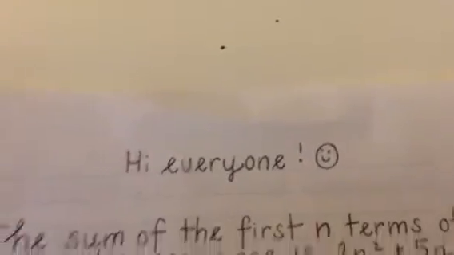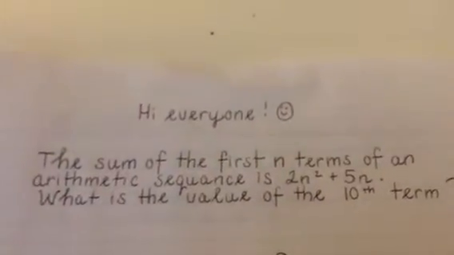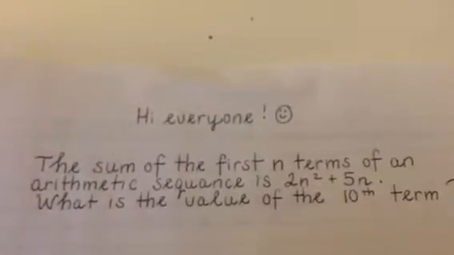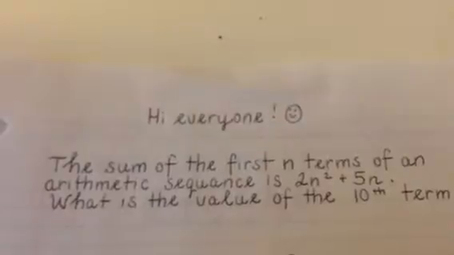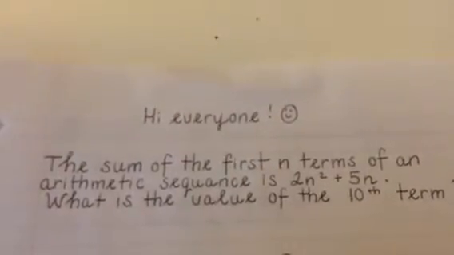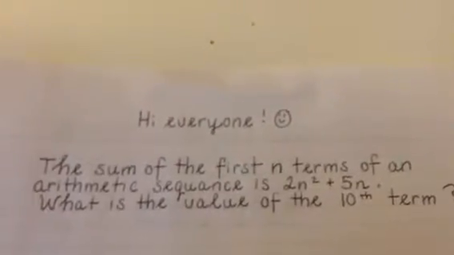Hi everyone! So my math question is, the sum of the first n terms of an arithmetic sequence is 2n squared plus 5n. What is the value of the 10th term?